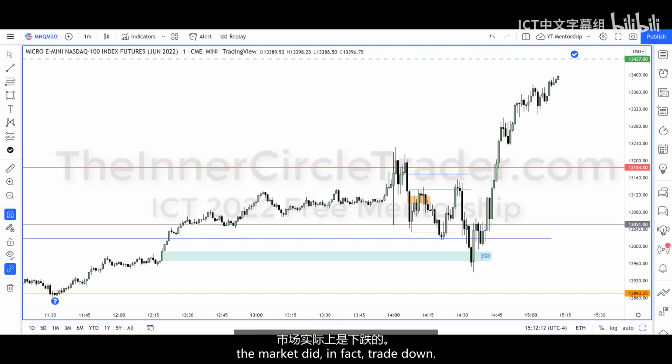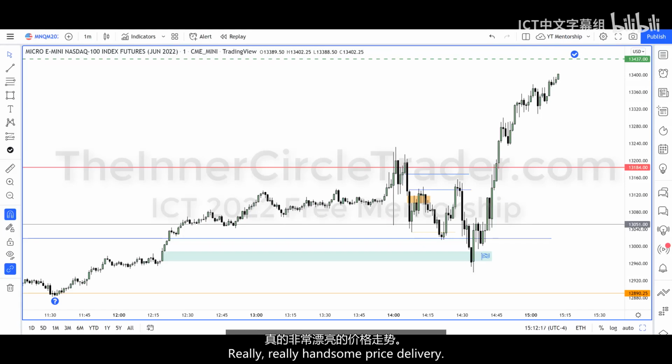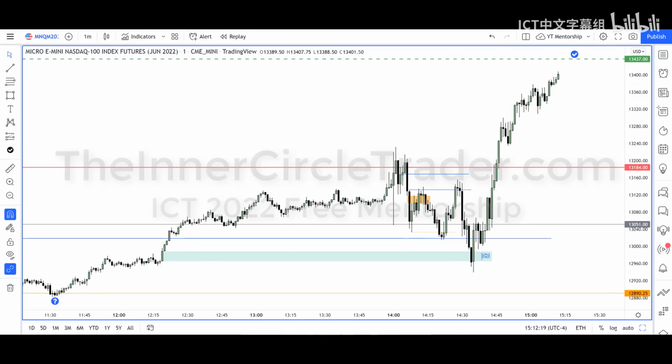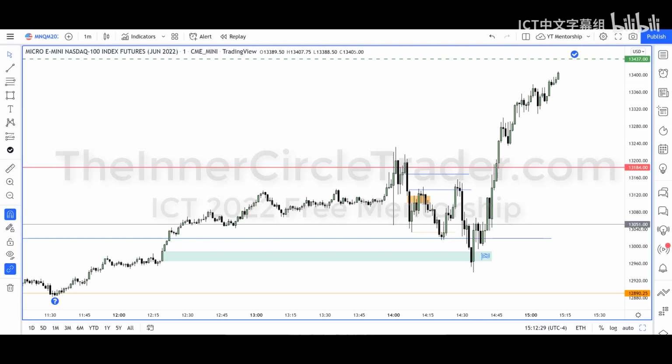All right, as you can see, the market did in fact trade down. Look at the bodies of the candles respecting that blue shaded area. Really, really handsome price delivery. And it dipped down a little bit below, but that's fine. I'm not worried about being that accurate. The main thing is going down into that area, it turns and then runs Tuesday's high. Look how much more dynamic that is.